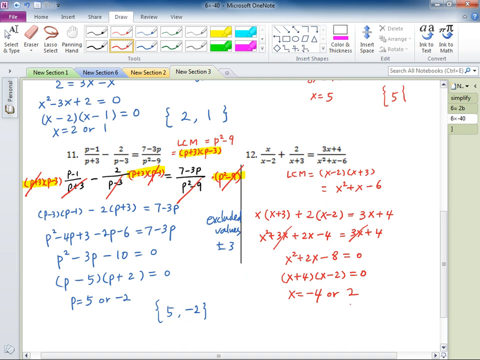Can I accept both of them as my solutions? Let's check excluded values, okay? What are the excluded values? 2 and negative 3. I should not have 2 in my solutions. So what will be my final answer? Only negative 4.